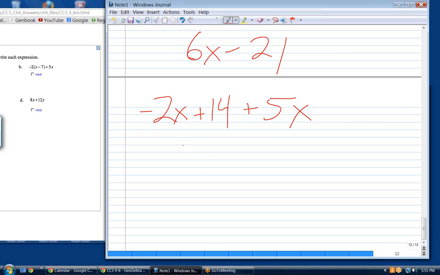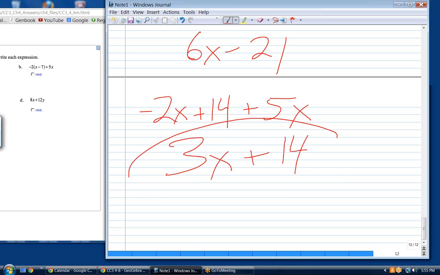Do you take away the... Gather all like terms. How many x's do we have? 3? How many numbers do we have? 14. There's your answer. Okay.